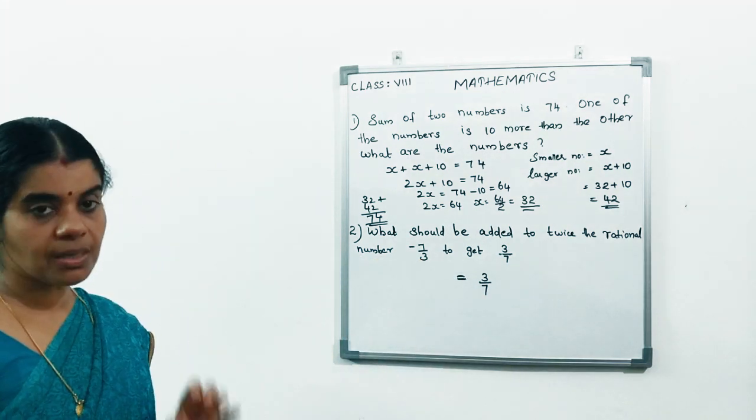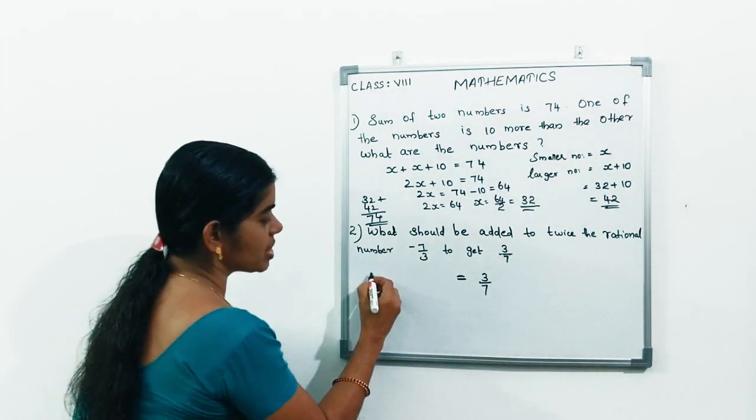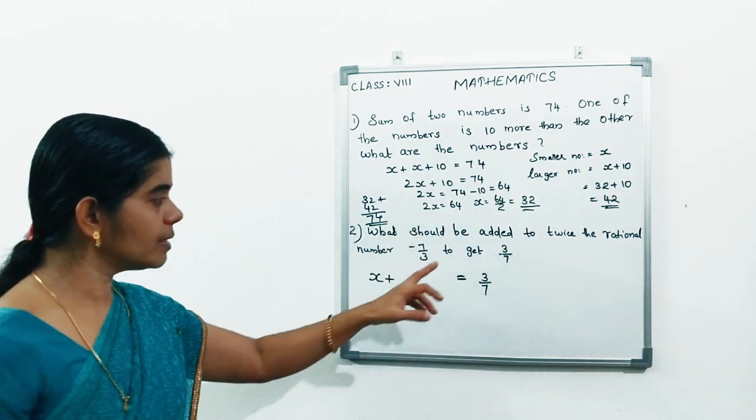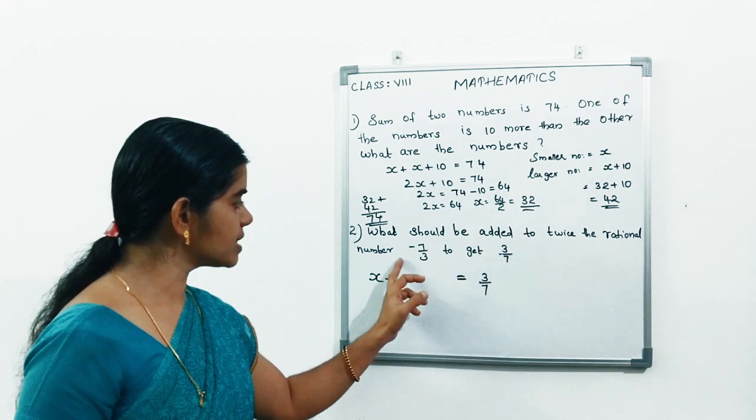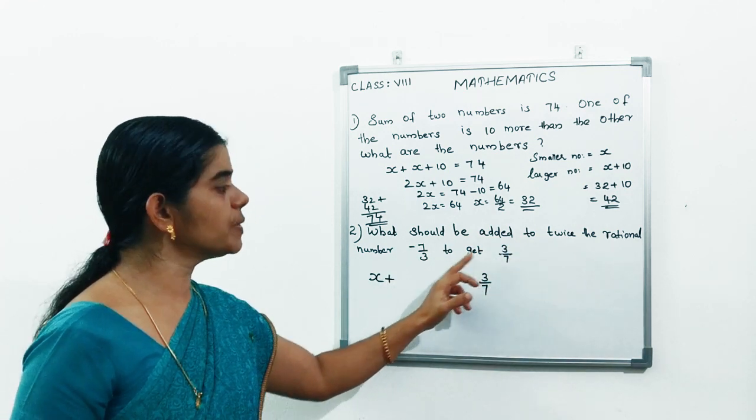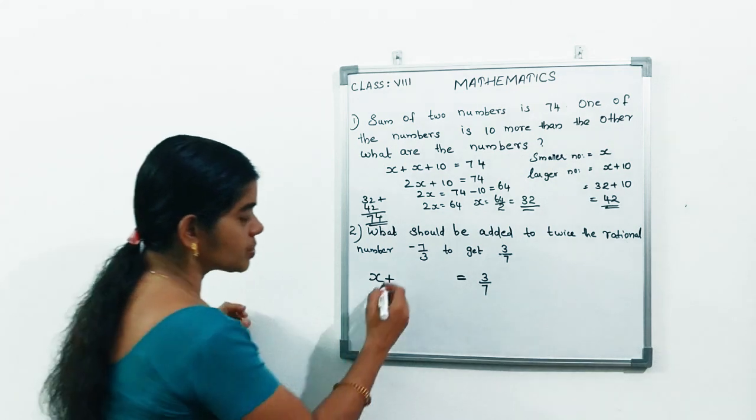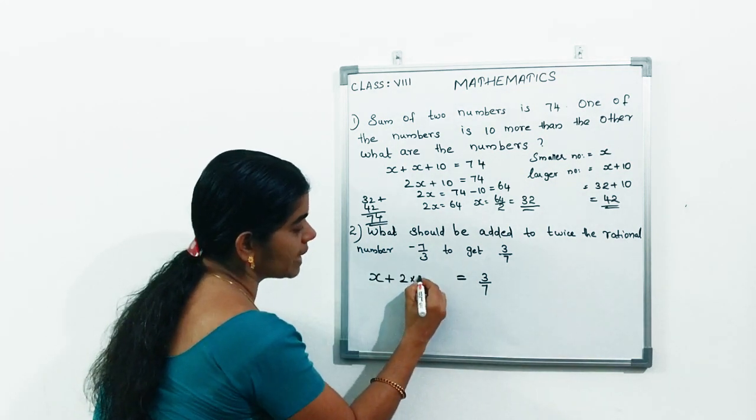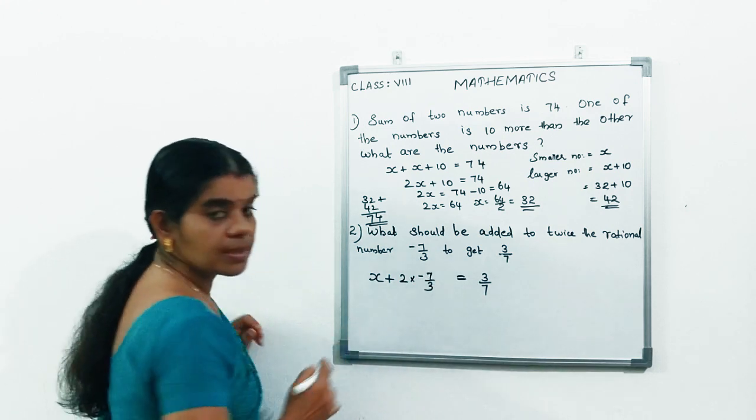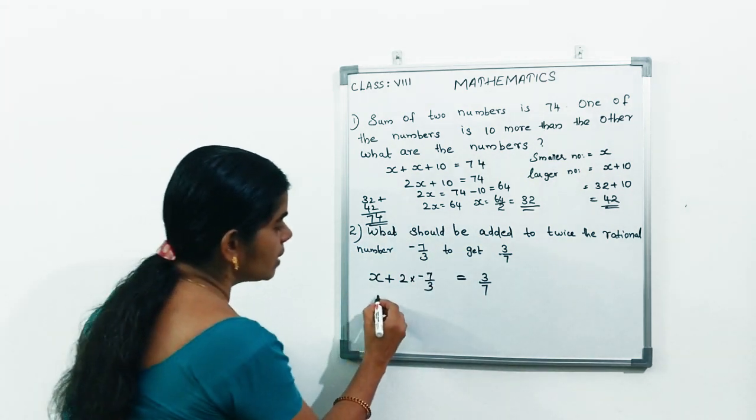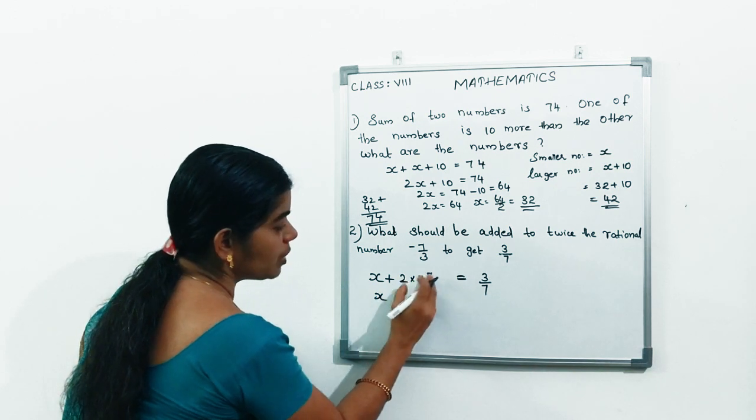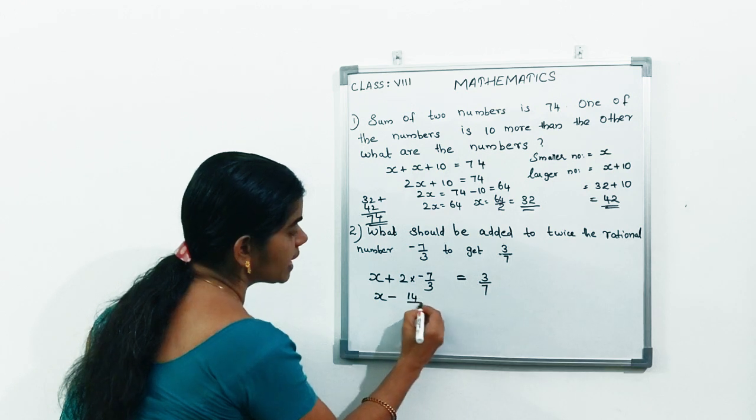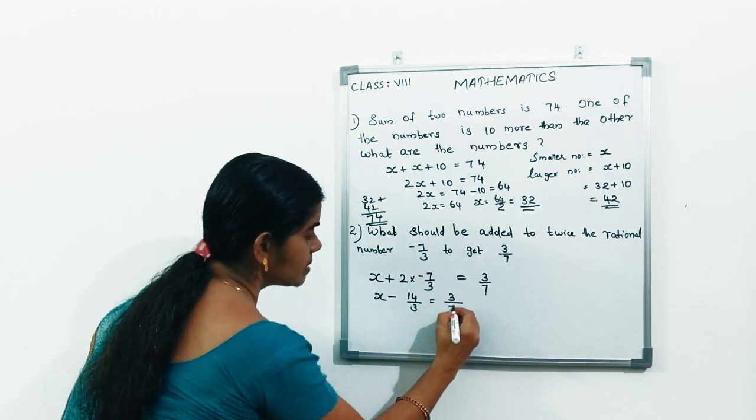But then one rational number is there. Let us take that rational number as x, and we are adding that rational number. Twice the rational number minus 7 by 3 means 2 into minus 7 by 3. We are adding x with 2 into minus 7 by 3. Twice means 2 times. Then x plus 2 into minus 7 means minus 14. Thus x minus 14 by 3 is equal to 3 by 7.